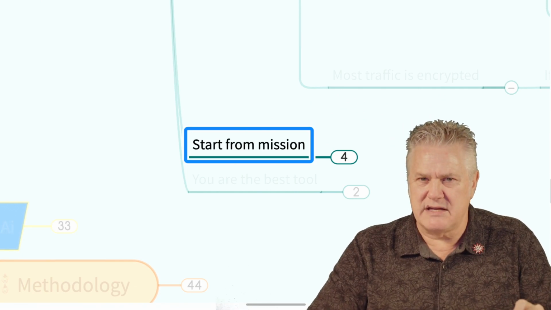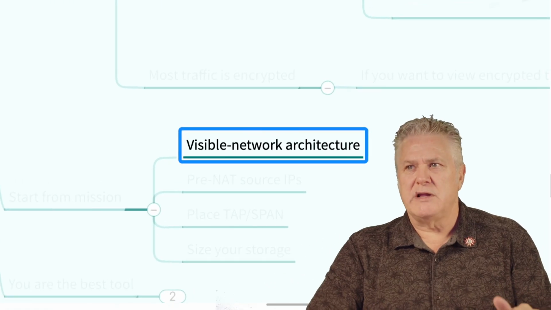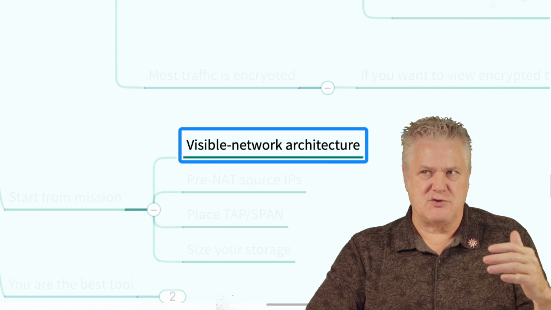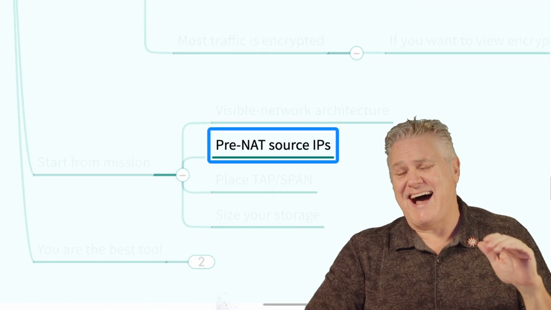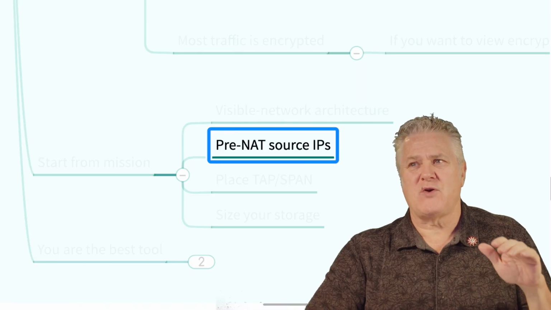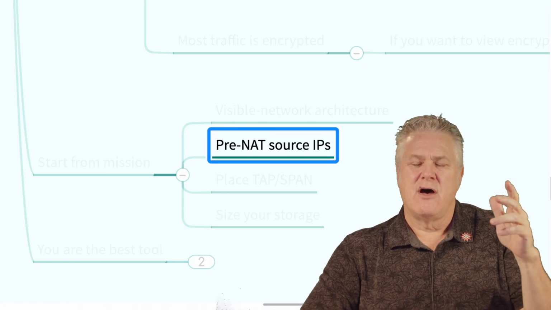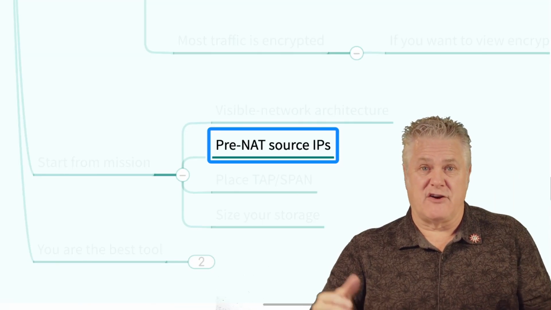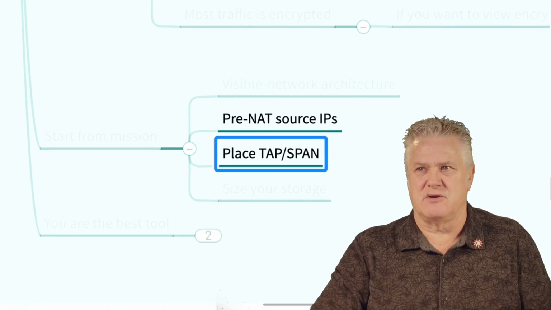Let's go back to the beginning here. Start from the mission. We look at our visible network architecture and how much transmission we're going to do. We're going to make sure that all of the IP addressing that we're using is pre-NAT source IP addresses, because if it's NATed and it says 192.168.1.1 and we've got a bunch of different clients that are coming in over the same IP address, we're not going to understand what's going on.